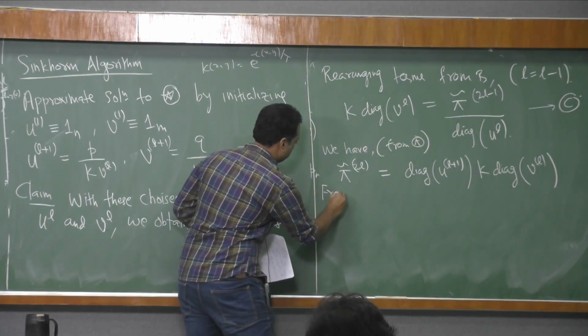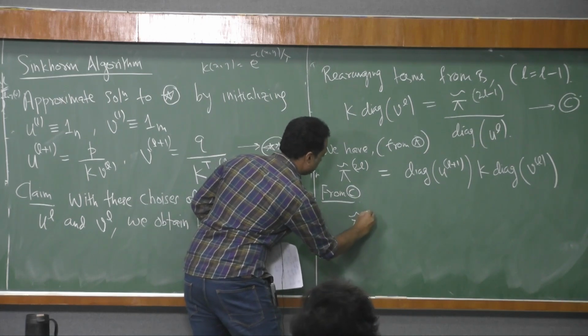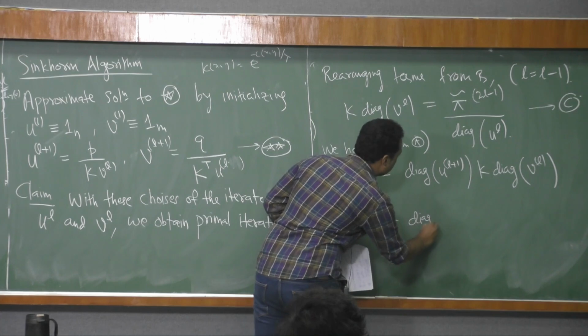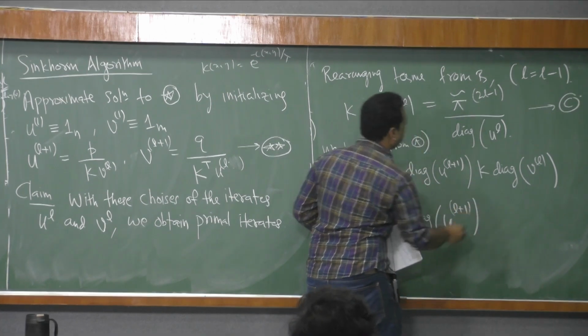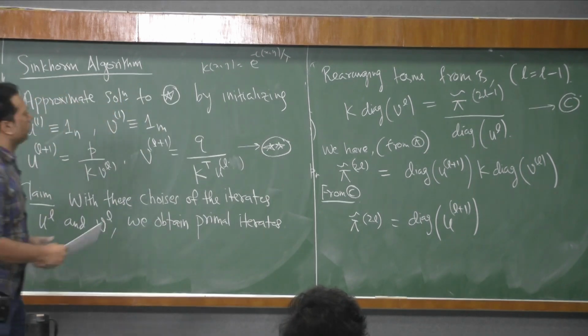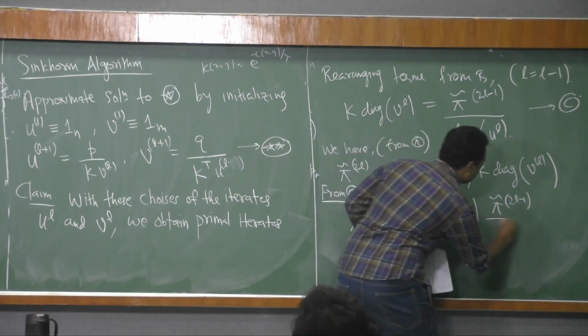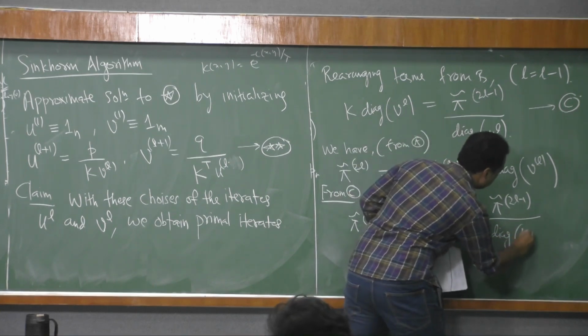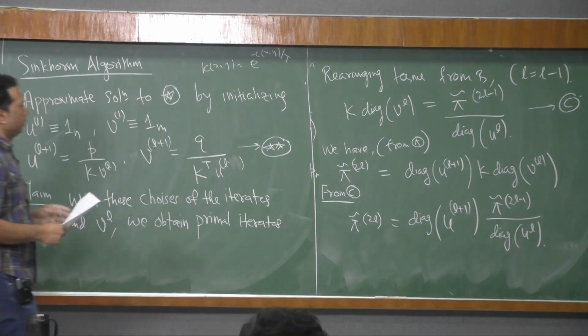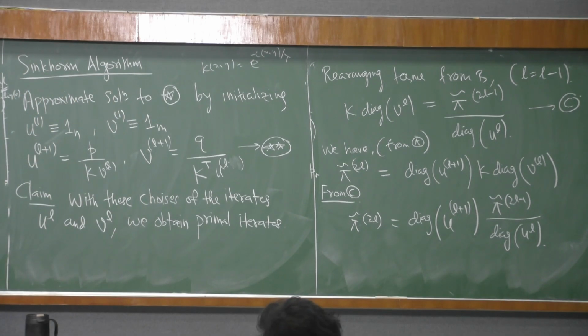So from C we have pi tilde_{2L} is diag of u_{L+1}, and K diag v_L we will substitute by pi tilde_{2L-1} divided by diag of u_L. We just substituted K diag v_L. If we had the primal in view, we would have known how we are going, right? Because we have to arrive there. The primal, if you remember, was written in pi only. The left pi is obtained from some updates of the right pi, and P was involved there. So we are supposed to get those terms.